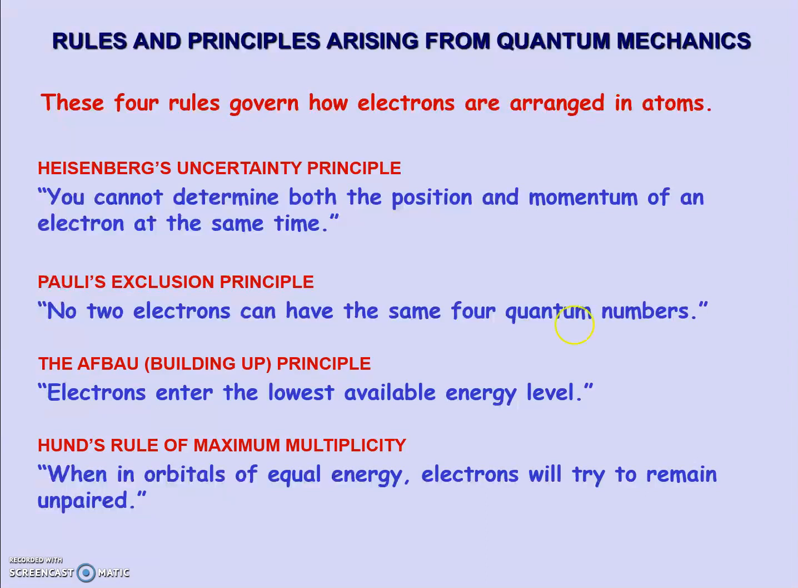The Aufbau principle: electrons enter the lowest energy level available. And Hund's rule of maximum multiplicity: when in orbitals of equal energy, electrons will try and remain unpaired. Okay, and to me that's the sitting on the bus rule.